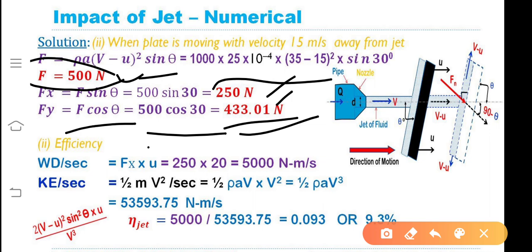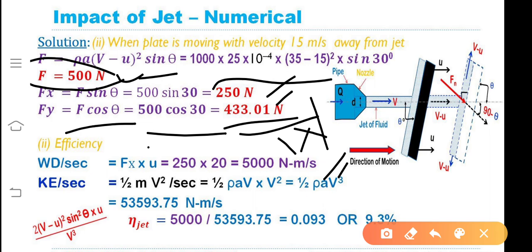Now to find the third part, efficiency when the plate is moving with the velocity of 15 meters per second, work done per second first of all you calculate, and kinetic energy also you calculate, then one upon the other, that is work done per second divided by kinetic energy per second will give you efficiency. That's all. So work done per second is equal to, we know, force in the direction of x or in the direction of fluid motion multiplied by velocity of the plate. 250 multiplied by 20, that is equal to 5000 Newton meter per second or watts. If you divide it by 1000, you will get 5 kilowatts.